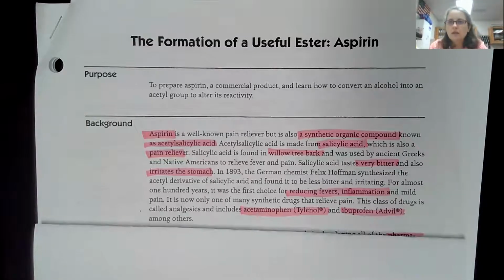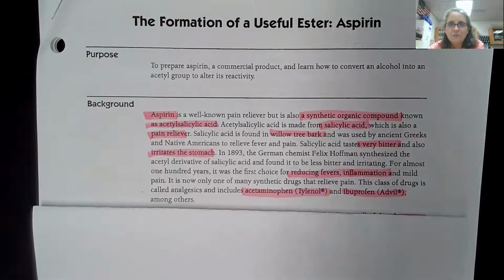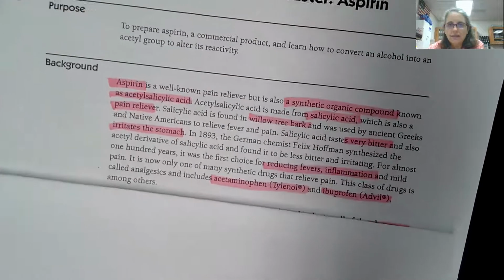So this video is going to talk you through some of the background information on the aspirin lab that we're going to be doing, and then get into a little bit of the procedure that we're going to be performing. So aspirin is considered an ester in terms of functional groups, but we are going to focus mostly on how it is made. So we're going to be looking at that.